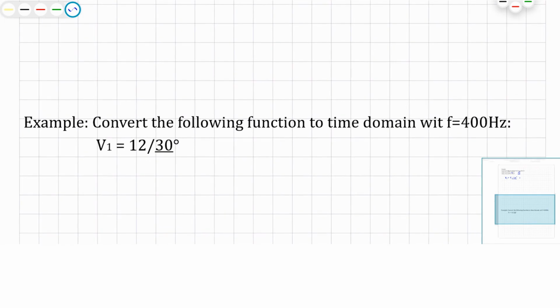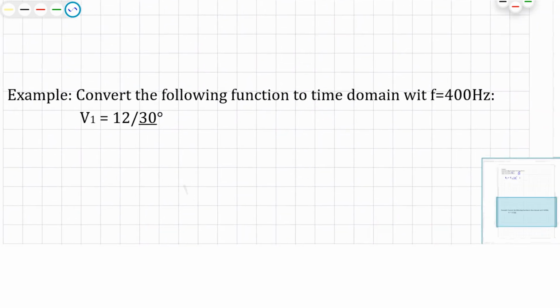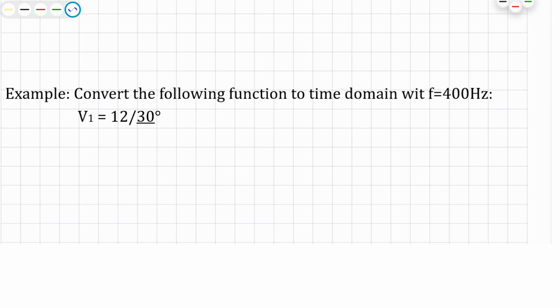Here is an example for you to do. We want to convert the following function to time domain. The frequency we're giving you is 400 hertz. And what we need to remember is that omega is equal to 2 pi f. So now you can convert it back because you know the amplitude in volts. This voltage here is in volts. And you know the omega now. And you can convert back from phasor to time domain.